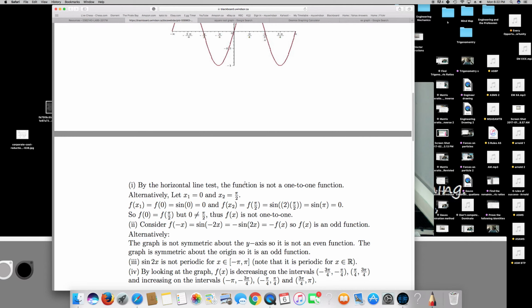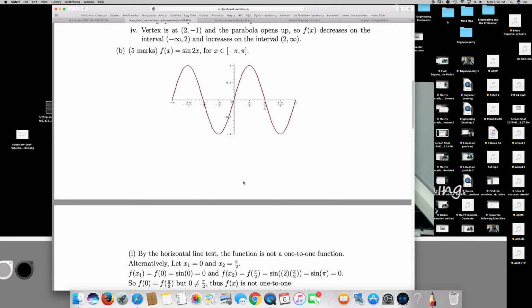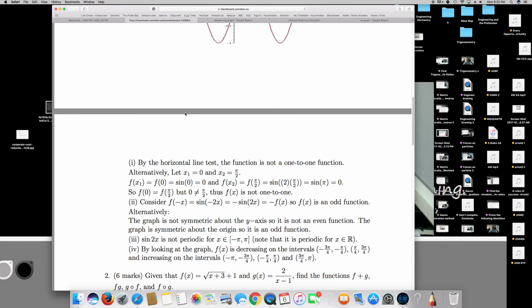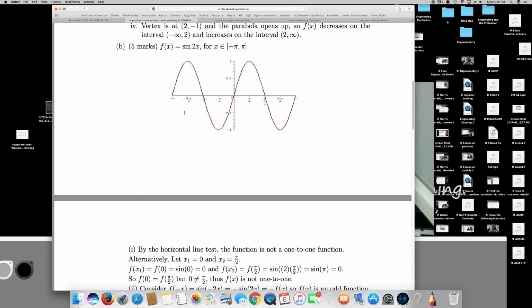By looking at the graph, they're asking what is increasing and decreasing. If any graph goes from down to up, it's increasing. So from negative 5 to negative 3 5 by 4, it's increasing. But we have to be careful. We shouldn't put the square bracket for this, because a square bracket means the value should be exactly at this point. But in this case it's a curve right here. We don't know whether it's at that point, so we have to put the curved bracket, right?